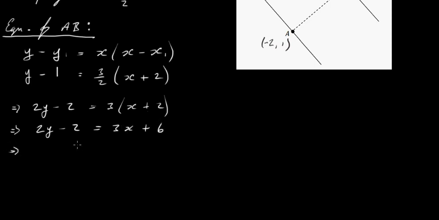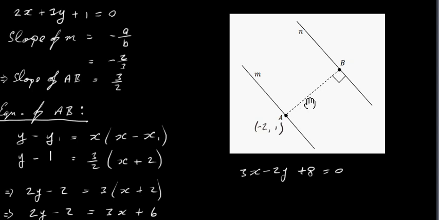Let's bring everything over to one side so we've got a 0. We've got a 3x. I'm going to bring the 2y over, so it becomes minus 2y. I'm going to add 2 to both sides, so I get plus 8. So we now have 3x minus 2y plus 8 equal to 0. That's the line AB. So I now have the equation of this line here.